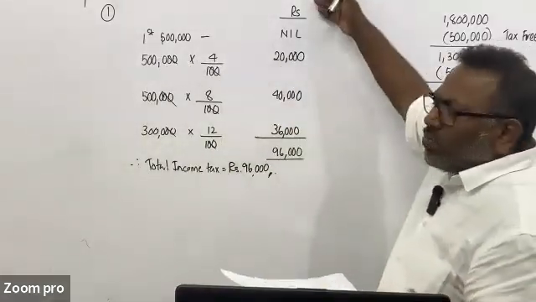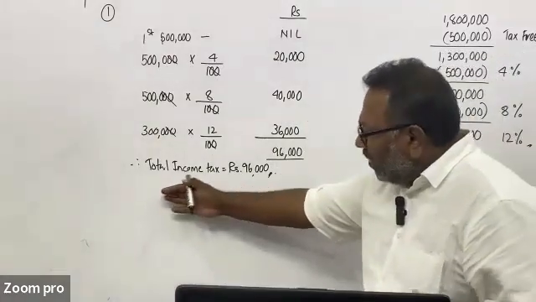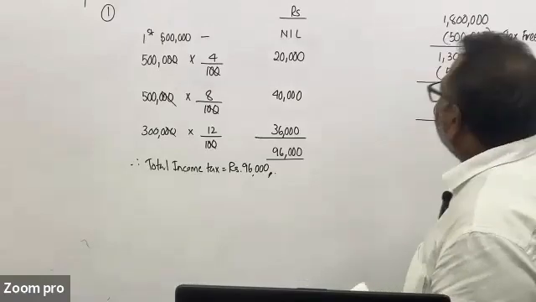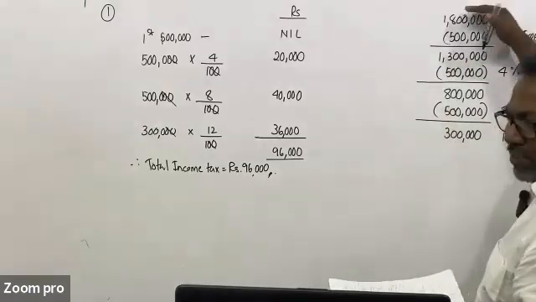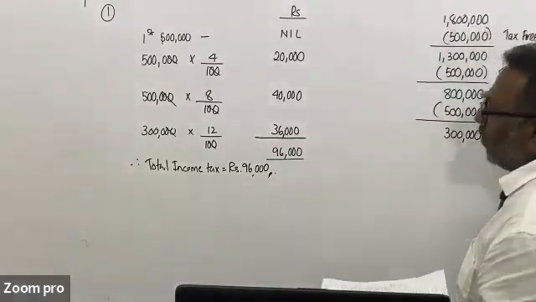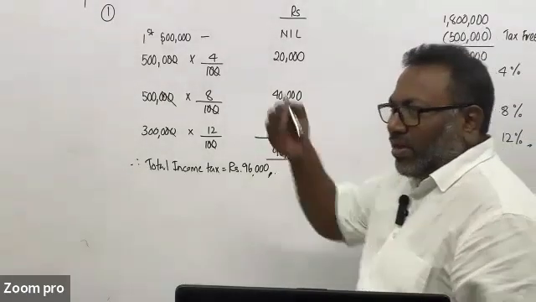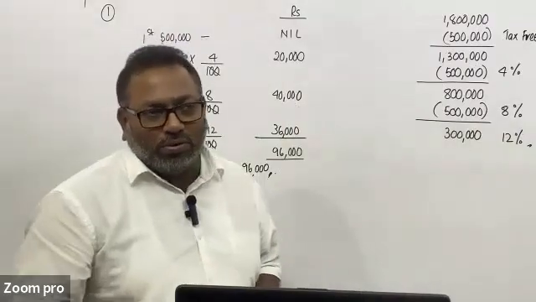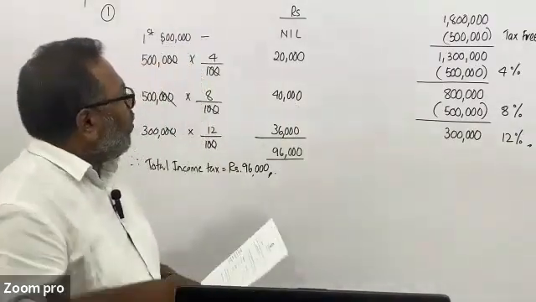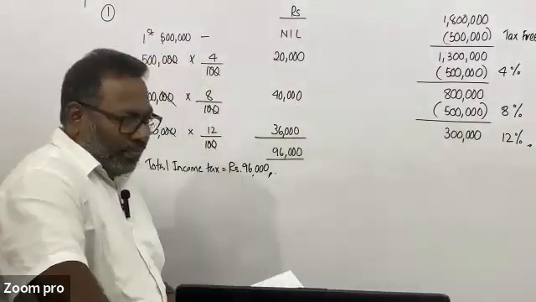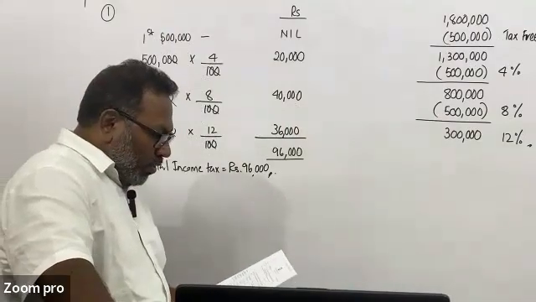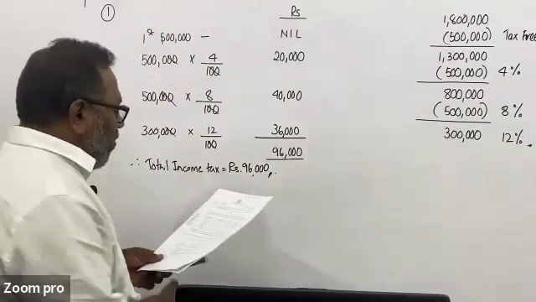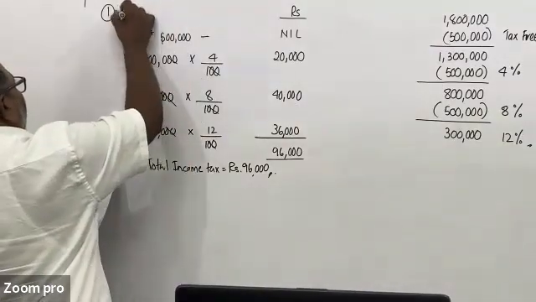So very neatly you have to show this. And at the end, please put a statement saying that this is your income tax that you have to pay. Keep this on the side because it makes it easy for you to do your calculation. Every time you take a 500,000 out, you keep reducing the amount. That is your first part of your question. That is question number 1A.